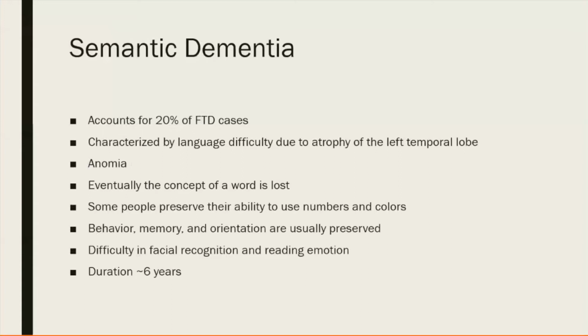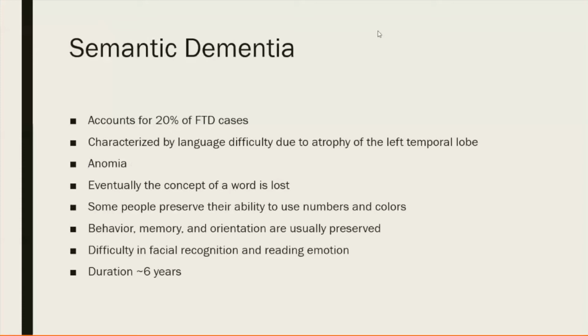Something that's really common with semantic dementia is anomia, which means that they're forgetting the right word, right? So anomia is a pretty common symptom in a lot of other dementia-related diseases, but we see it a lot in semantic dementia. So eventually they're forgetting the word, but then the whole concept of the word can be lost. I've never actually seen this, but I found this in some research that some people preserve their ability to use numbers and colors, which is kind of cool. So I'd be interested to hear if anyone has experienced that.